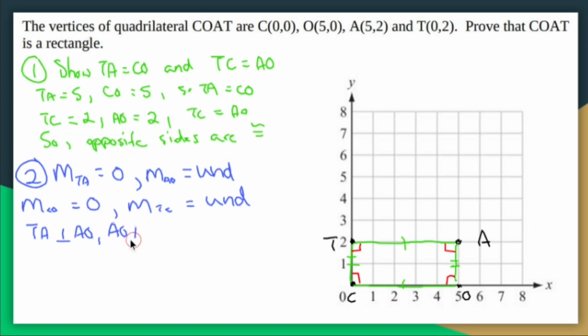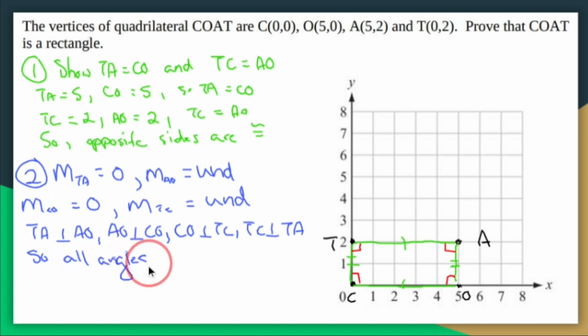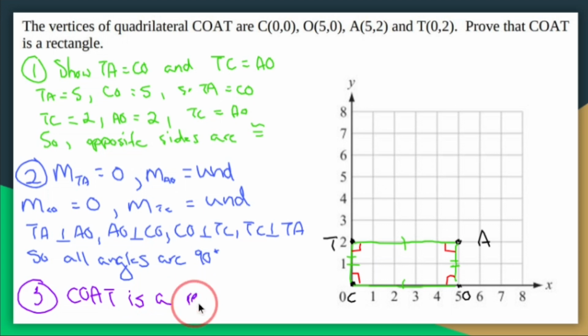AO, which is what I say when I'm hollering out to my friends, is perpendicular to CO. CO is perpendicular to TC, and TC is perpendicular to TA. So all angles are 90 degrees. Opposite sides are parallel or congruent. All angles are 90 degrees. Therefore, COAT is a rectangle.